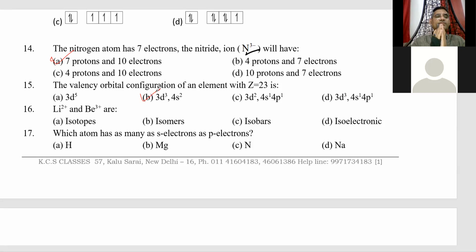Li2+ and Be3+ are isoelectronic, because both will be having 1 electron only. Lithium is 3, and 3 minus 2 will be 1. Beryllium is having 4, so 4 minus 3 will also be 1. So they will be isoelectronic species.